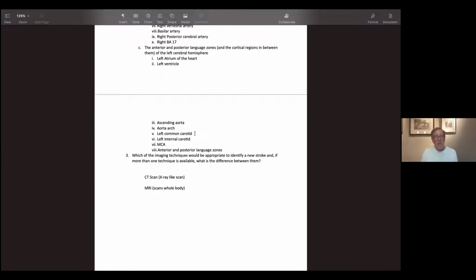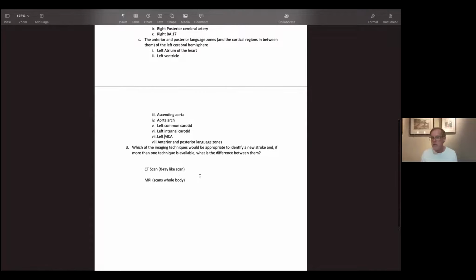Oh, and left common carotid, very good. So that comes right off the arch, yeah. And then the left internal carotid, and then the MCA and the anterior, yeah, perfect. You could put left MCA, okay. Very good, you got it. Nice, a nice list, and that's a complex one too, but you did very well.